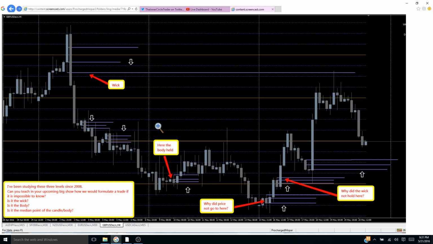But your questions are, you've been studying these levels since 2008, and that's understandable because we've been in a relatively large trading range for cable. Can you teach that, or if it's impossible to know, is it the wick, is it the body, or is it the mean threshold or middle of the body of the candle that's sensitive? And it's all going to be linked to the time frame that you're looking at. In other words, the market structure you're trading in.